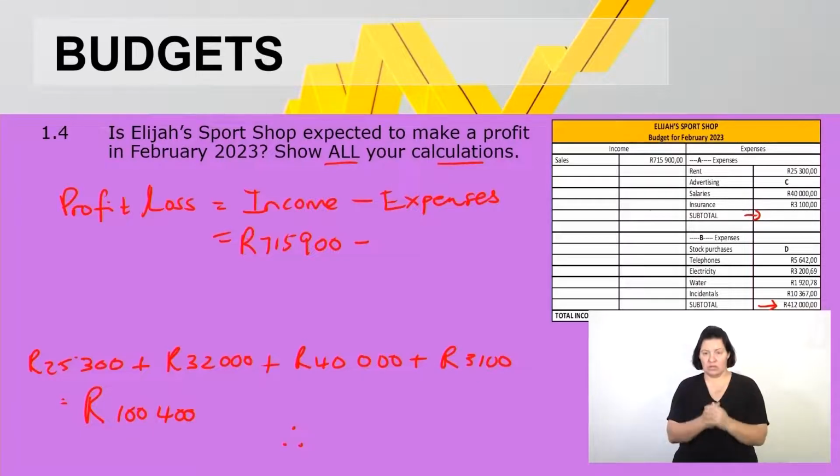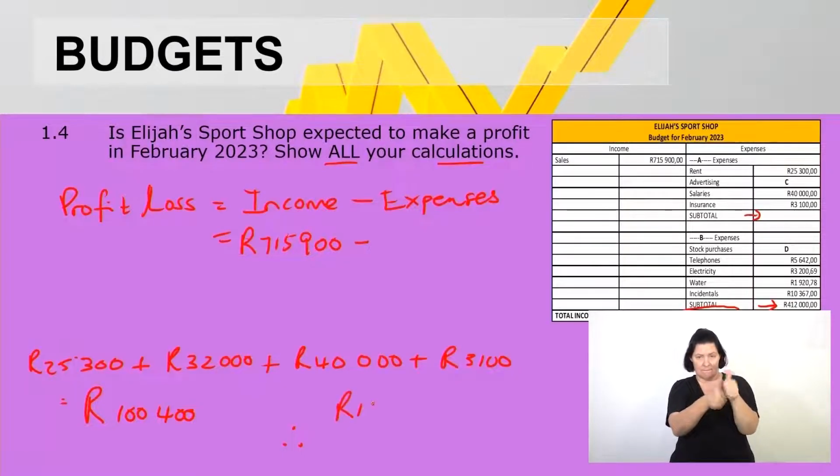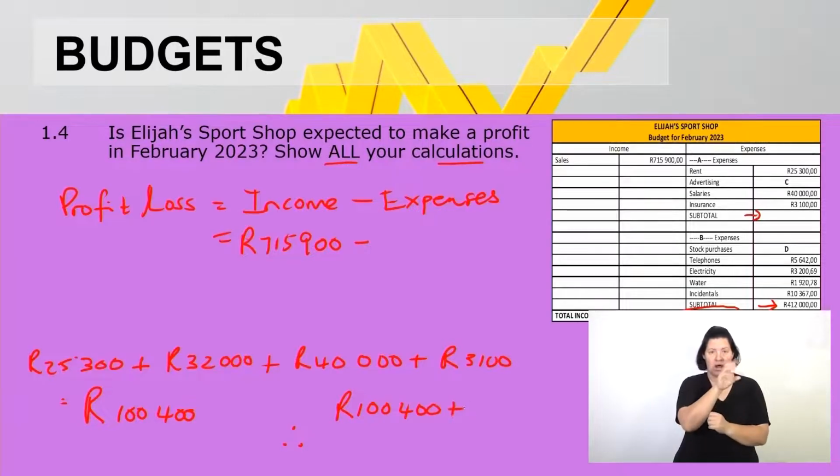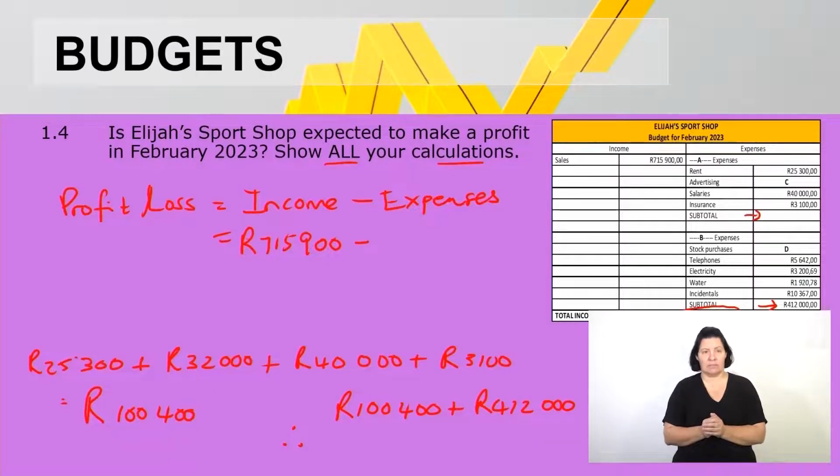So therefore, to get the total expenses as listed here, I'm going to take my 100,400 rand plus the variable expenses, the subtotal of which is already given, 412,000 rand. Let's add the two together. So it's 100,400 rand plus 412,000. That will give you a total expense of 512,400 rand. So I'm going to repeat that. You take your 100,400 rand plus the 412,000 rand, and that should give you a total of 512,400 rand.